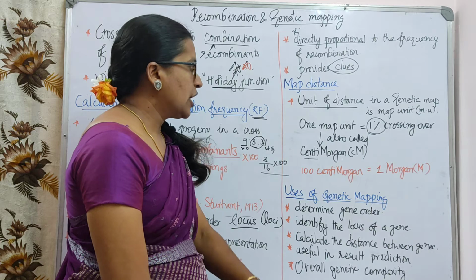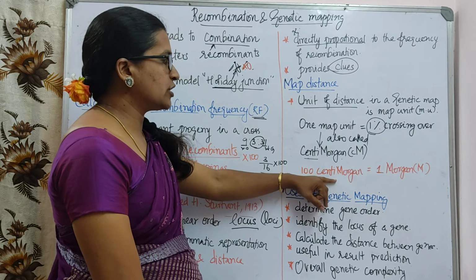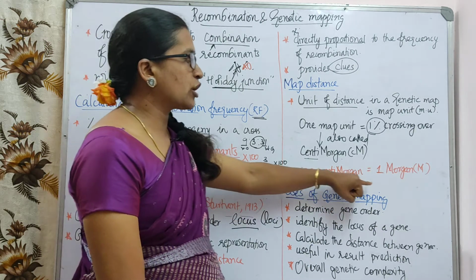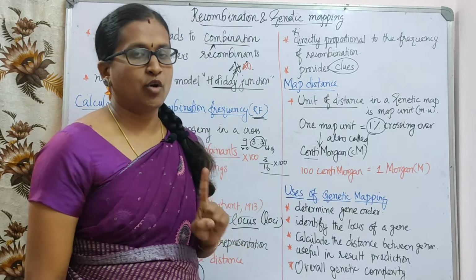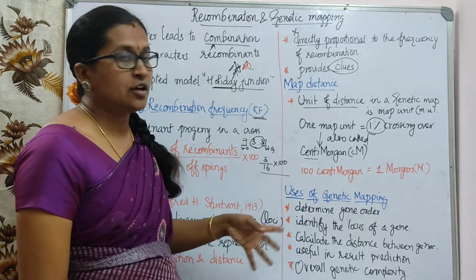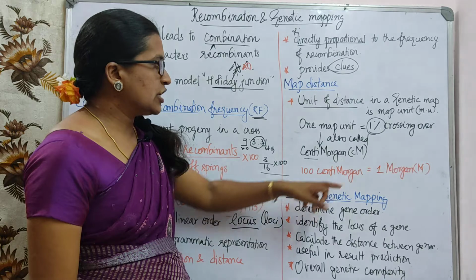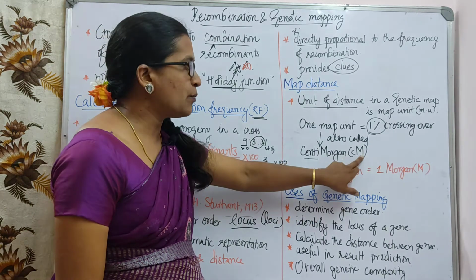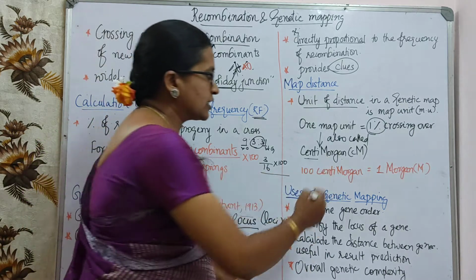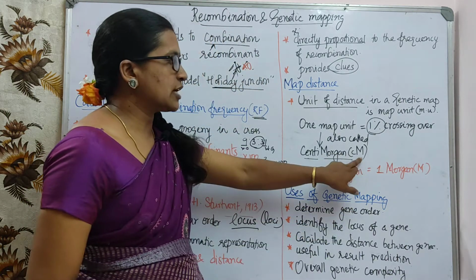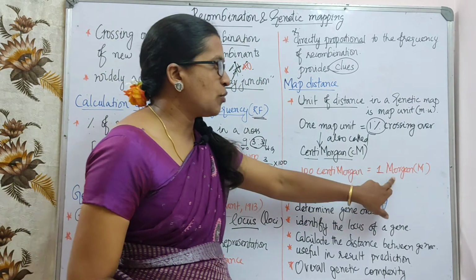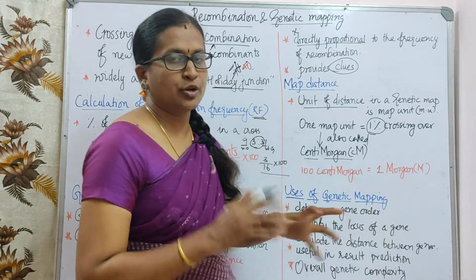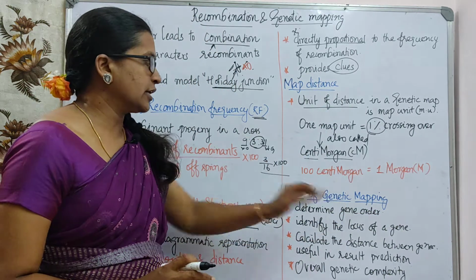So if one map unit is called 1 centimorgan, the next important thing is 100 centimorgan is equal to 1 morgan. 100 centimorgan is 1 morgan. Here centimorgan is represented by a small c and m. Morgan is a scientist's name, so it is capital M. So here Morgan, capital M. You should remember all these symbols.